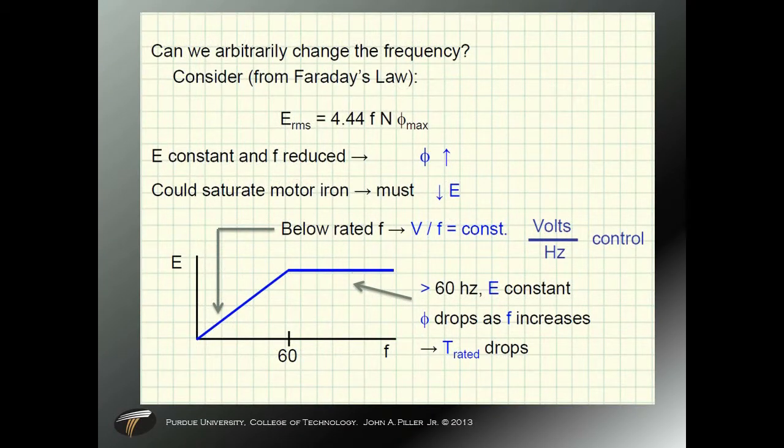The final question would be, can we arbitrarily change the frequency? And that answer is no. At lower frequencies, because of Faraday's law, we will need to decrease the Vout. Voltage over frequency ratio must be constant at less than rated frequency. So this is called voltage over frequency control. When we get to rated frequency, then we have the voltage remain constant. The field in the motor will be reduced as frequency is increased, and so there will be a little less torque out at higher frequencies.